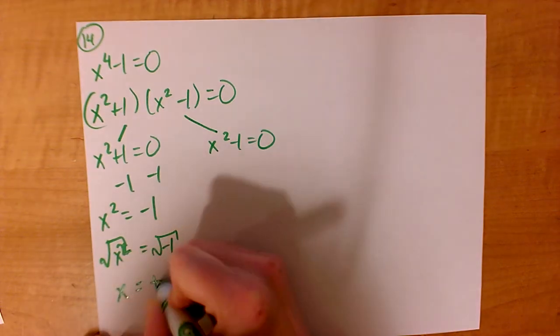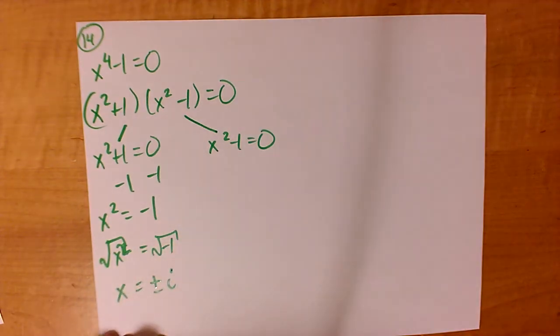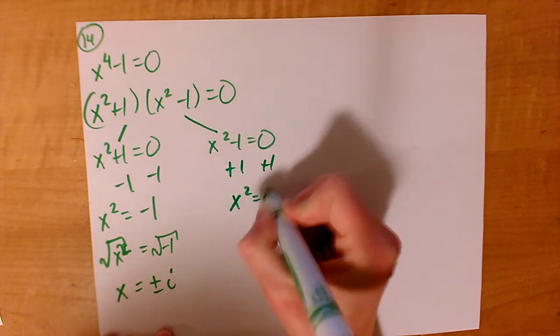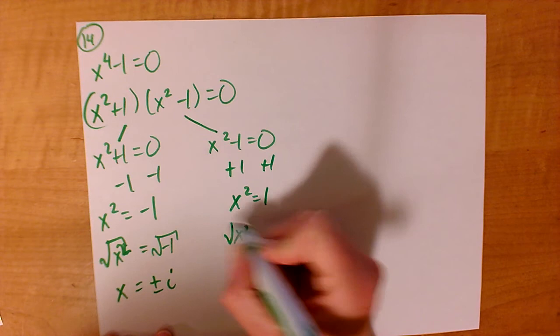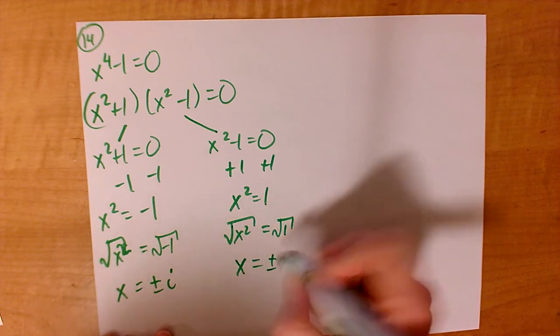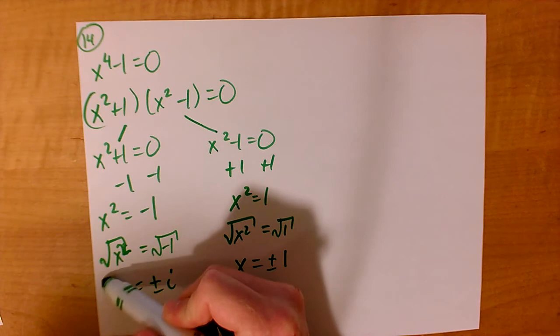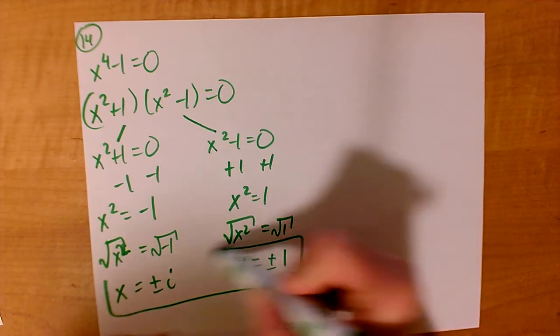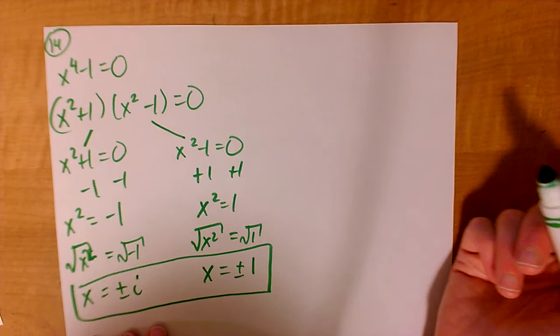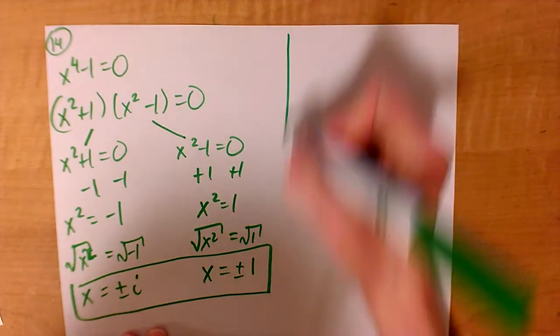and I get x is plus or minus i, right? Because the square root of negative 1 is just i. On the other side, I can add 1, and I get x squared equals 1, and then take the square root of both sides, and I get x is plus or minus 1. So your 4 solutions are plus or minus i and plus or minus 1. And then we've got a similar process with number 15.